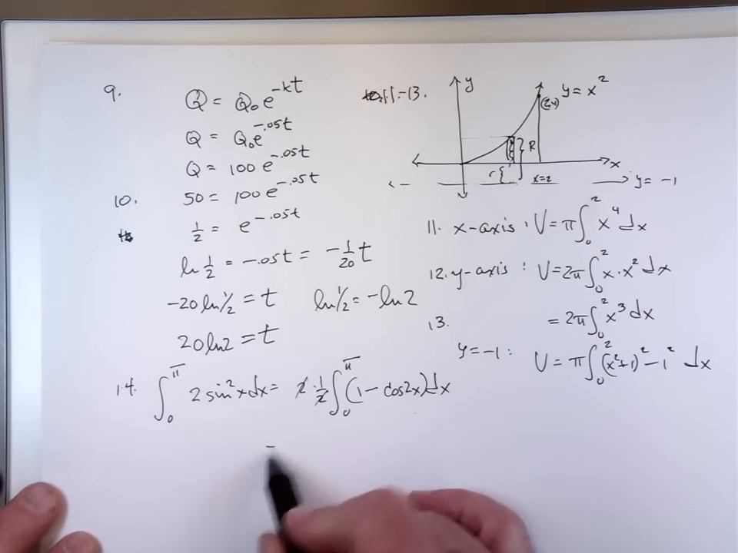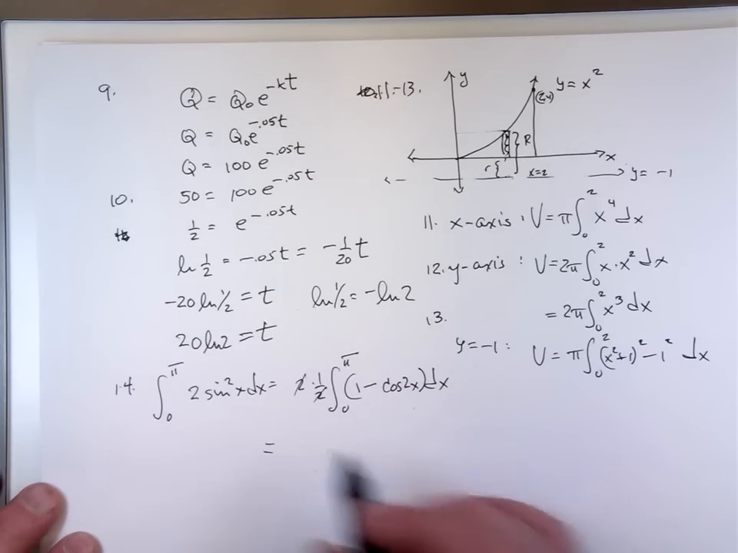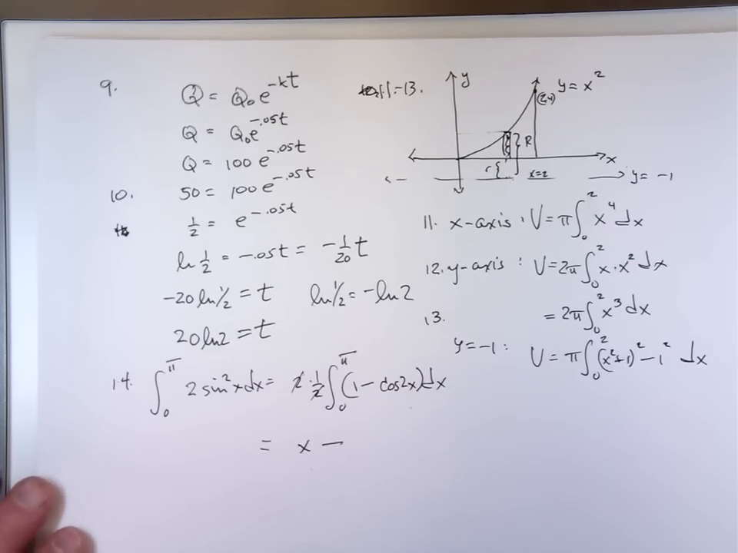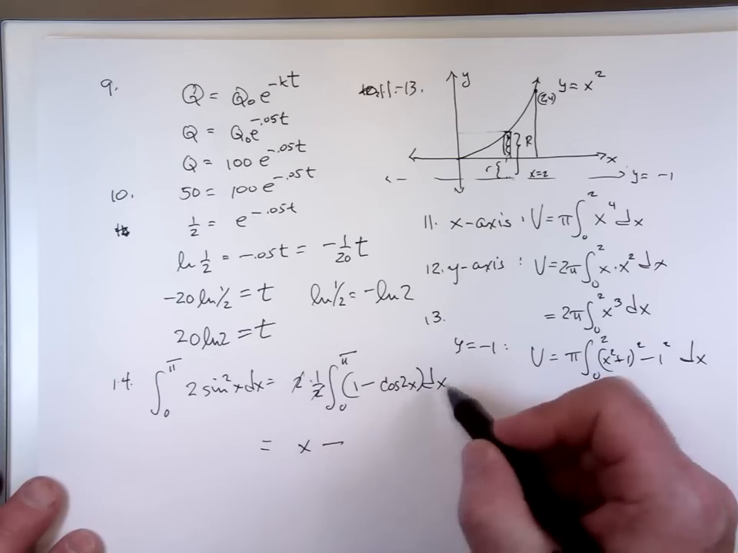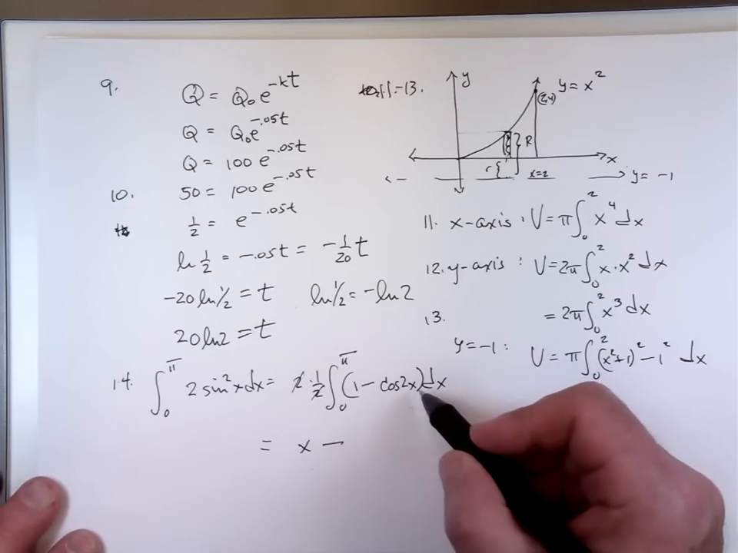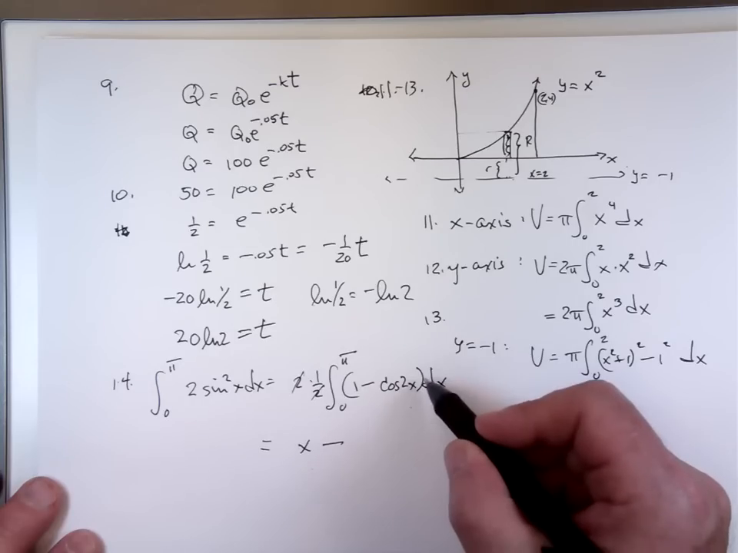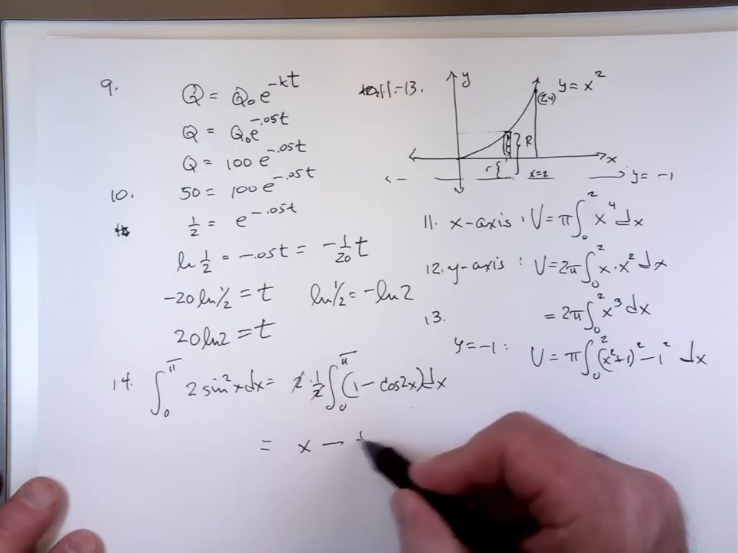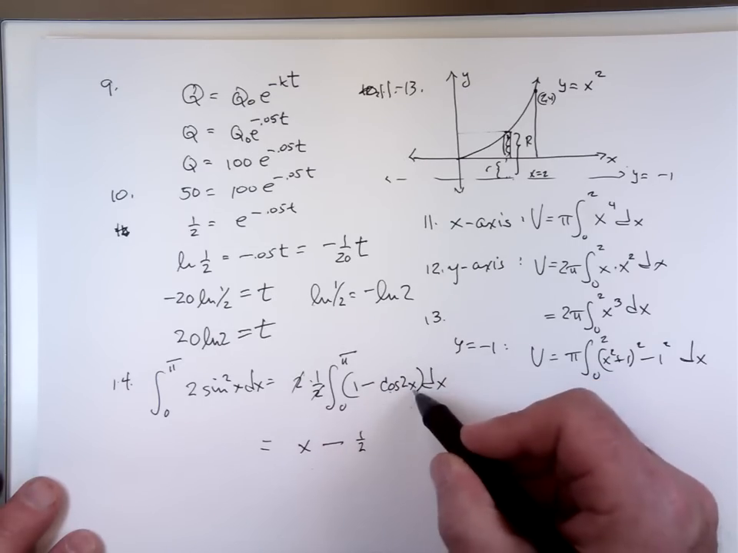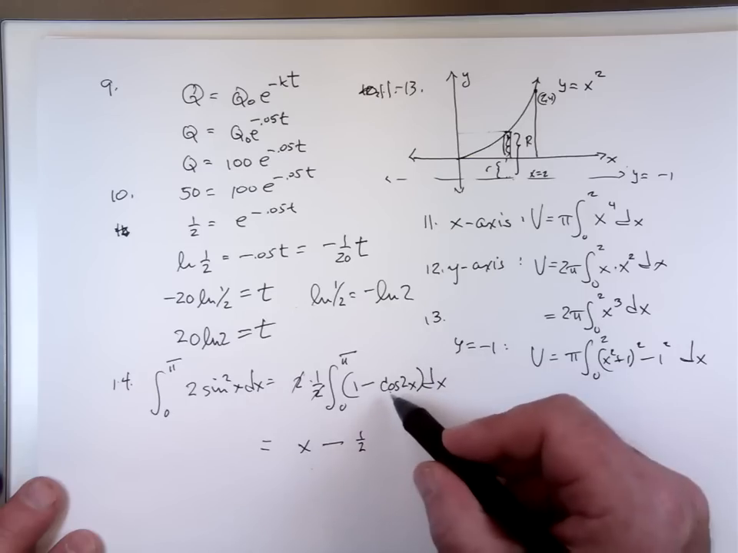Now, when you do this integral, the integral of 1 dx is x minus. To do the cosine of 2x dx, it's a cosine u form. U is 2x. du is 2 dx. I'd have to multiply by 2 and by 1/2 in order to get a cosine u du form. And the integral of cosine u is sine u.